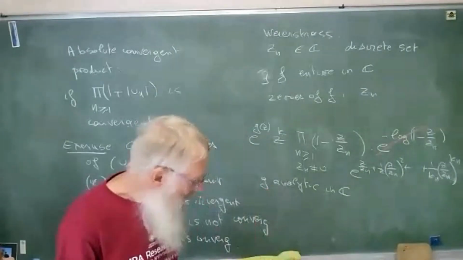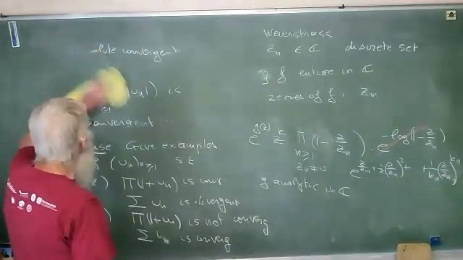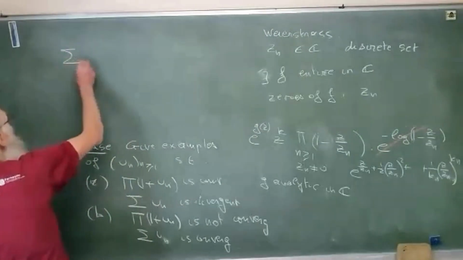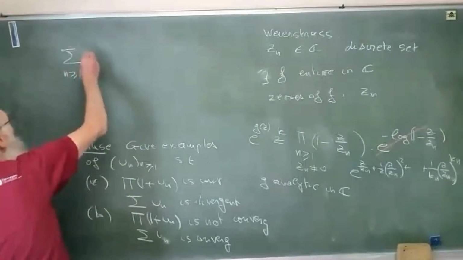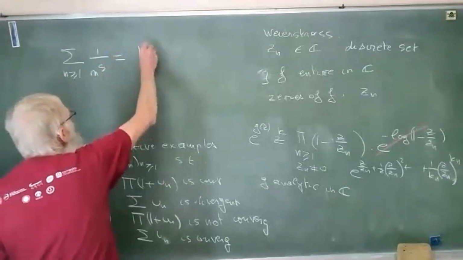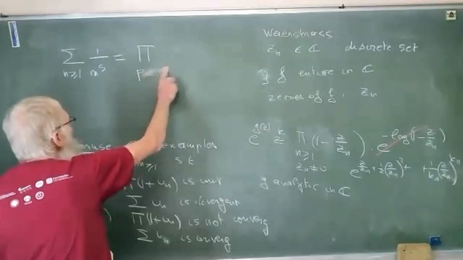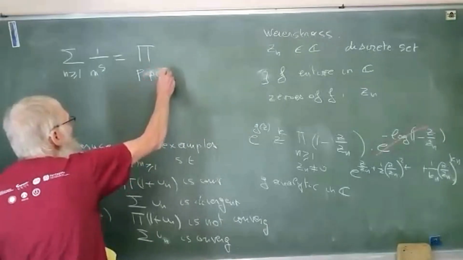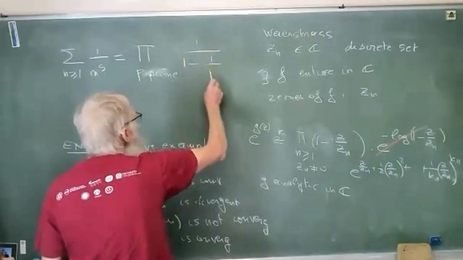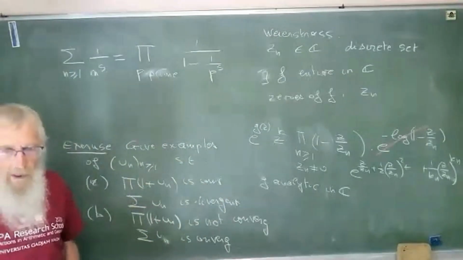And now I come back to the theorem of Euler on the convergence of the infinite product. What I said is that the sum for n greater than or equal to 1 of 1 over n to the s is equal to the infinite product over primes p less than capital P of 1 over 1 minus 1 over p to the s. This was the formula which I gave at the beginning.